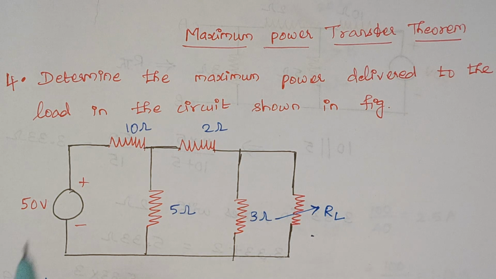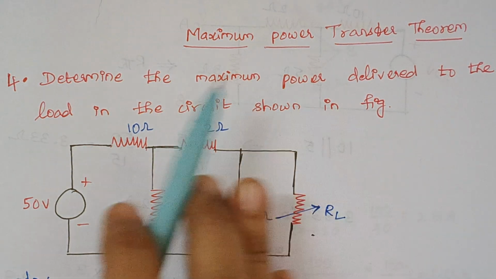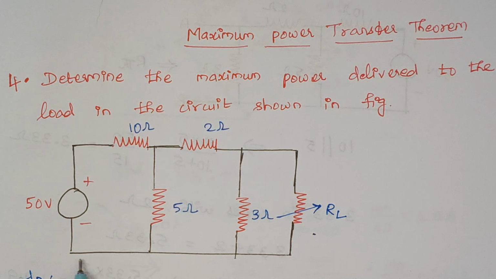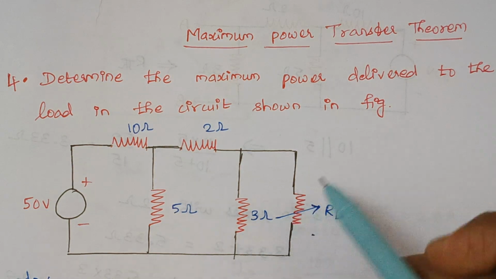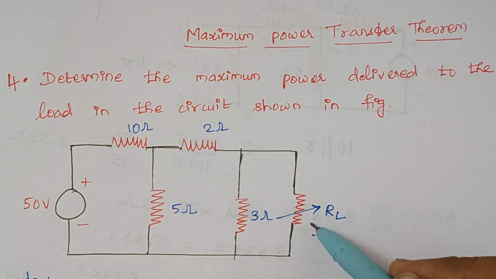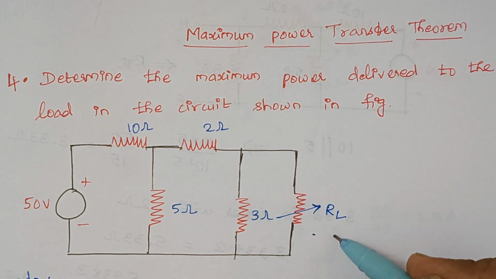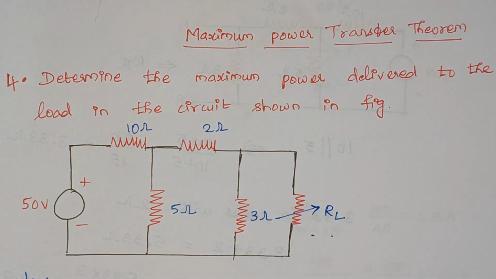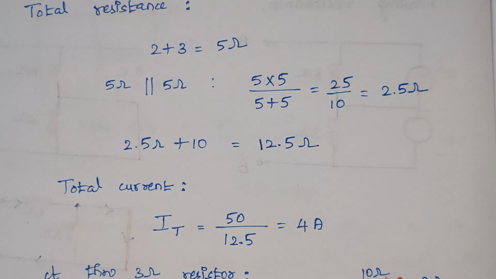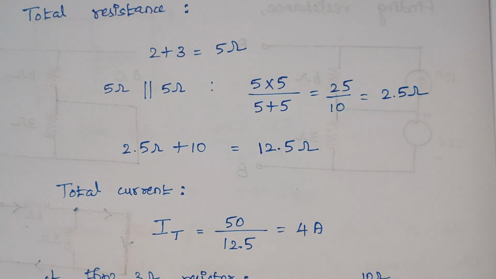The problem is to determine the maximum power delivered to the load in the circuit shown in the figure. Here this is the given circuit diagram and this is your load resistance RL. We need to calculate the maximum power delivered to this load resistance. Right. Here the first step is calculating the total resistance of this circuit.